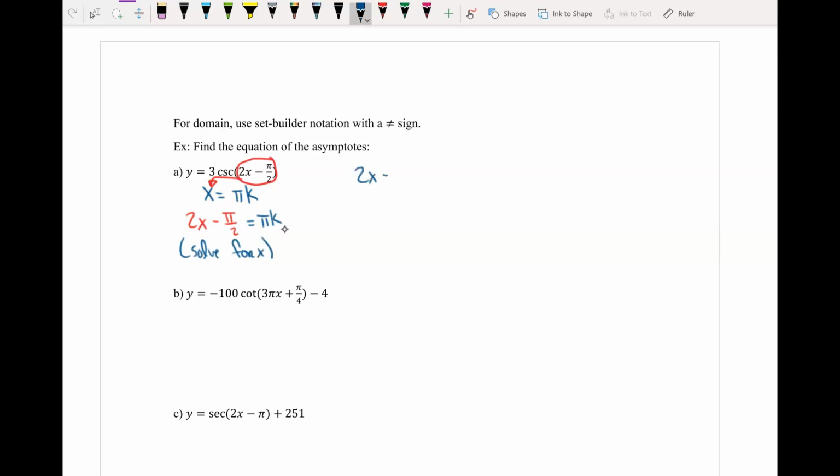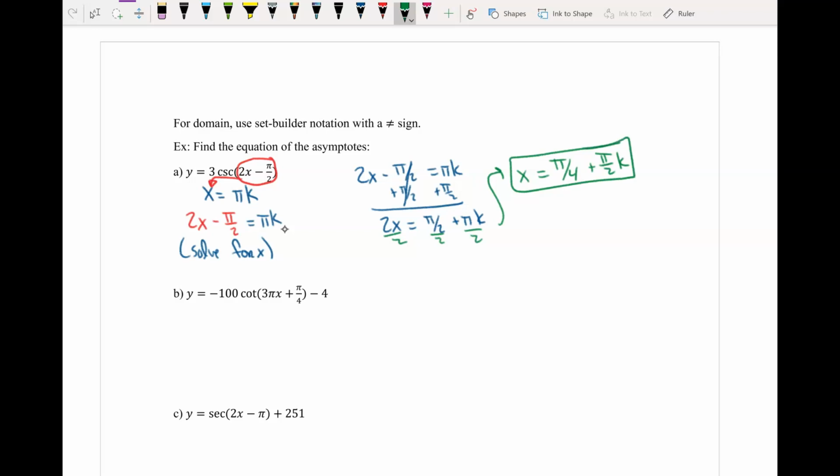So we have 2x minus pi over 2 equals pi k. Let's start off by adding pi over 2 over. So 2x equals pi over 2 plus pi k. And now finally, let's just divide by 2. So x equals pi over 4 plus pi over 2 k. This is going to be the equation of the asymptotes. Okay? If you actually wanted the domain, it'll be all values of x such that x is not equal to pi over 4 plus pi over 2 k. This would be the domain.